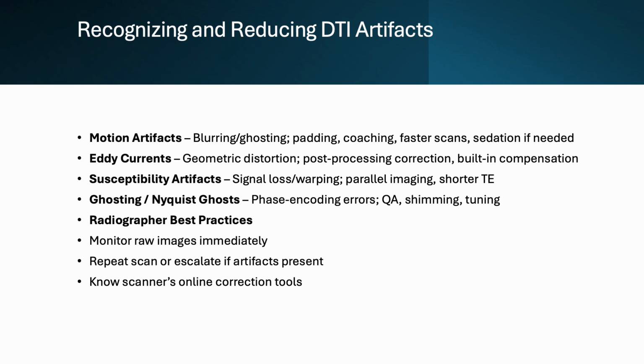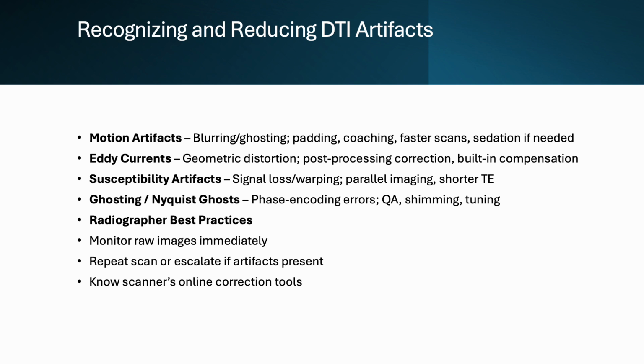Next, we have susceptibility artifacts. So susceptibility artifacts tend to occur near the sinuses, the petrous bones, or near metallic implants. They show up as signal loss or geometric warping, and you can minimize them by using parallel imaging to shorten the echo train length, or by opting to use a shorter TE. But always remember that these will eventually affect your image. So be careful while adjusting all these parameters and know what you're compromising and what you're causing the image to look like.